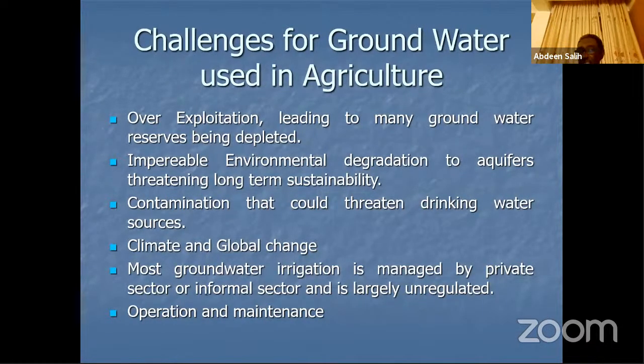There are some challenges of groundwater use in agriculture. In fact, there are even challenges in the use of groundwater for other aspects like domestic or industrial use. Overexploitation, leading to many groundwater reserves being depleted.